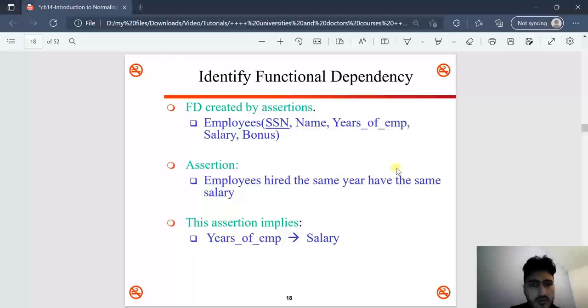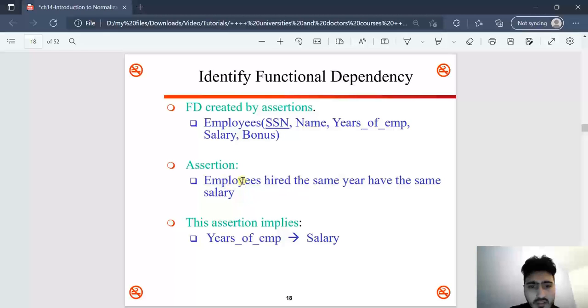Okay, hello students. We'll continue chapter 14, normalization, and we reach how to identify the functional dependency. So if we have this relation, for example, employees with the following attributes: SSN, name, years of employment, the salary, and the bonus. So we can get the functional dependencies by assertions like this one.